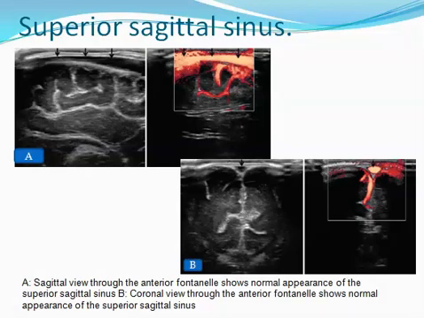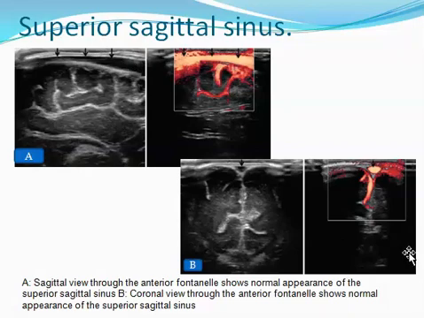So you put a light pressure with the probe on the fontanelle, and when you turn on the color Doppler, you will see this structure which fills up with color. So this is the superior sagittal sinus. Over here, this is the superior sagittal sinus, but now you are evaluating it in a longitudinal, parasagittal view. So this is the sagittal view of the superior sagittal sinus.